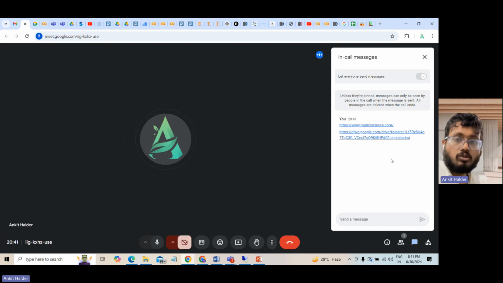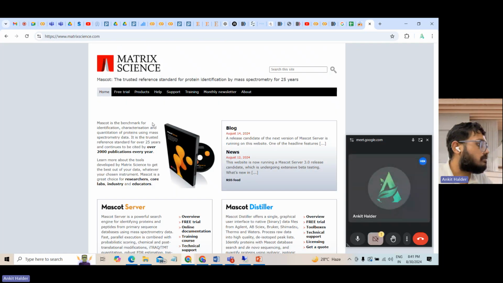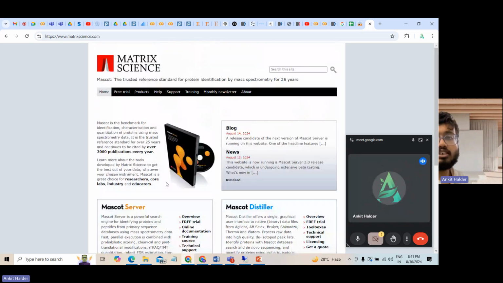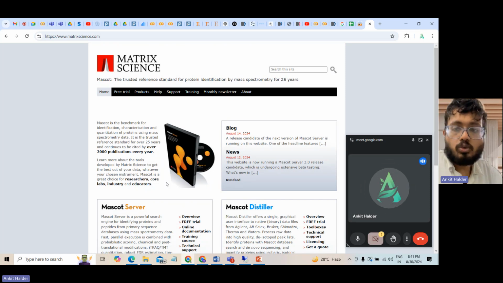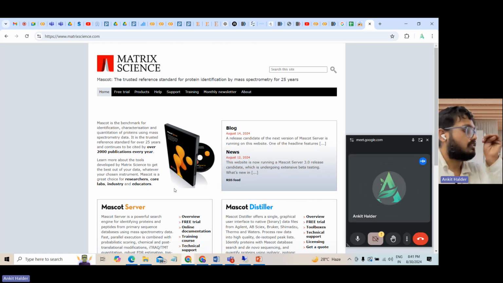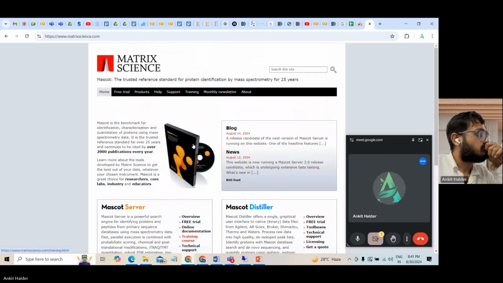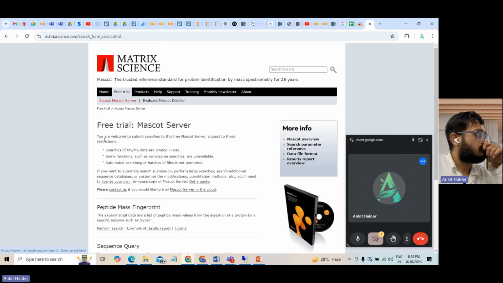So now what we need to do is that you can see here, this is the Matrix Science site. This is software which we can use to identify the peptides of a particular protein through the spectrum that we have generated. We can identify it, right? So what we are going to do is access the Mascot server.